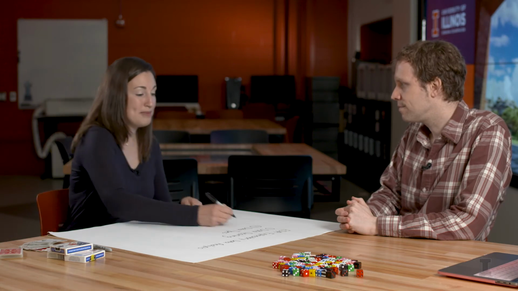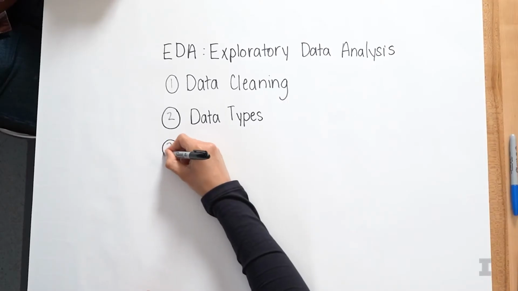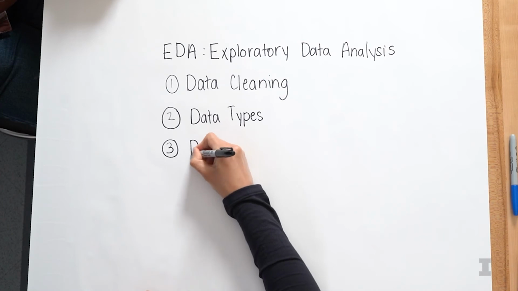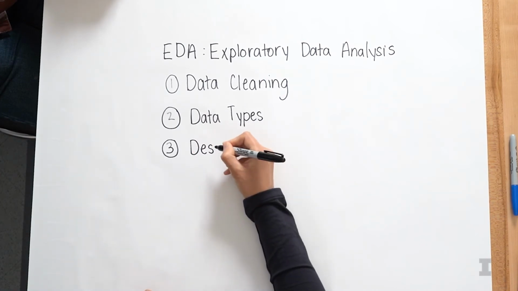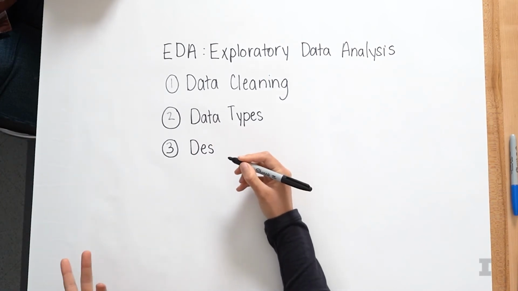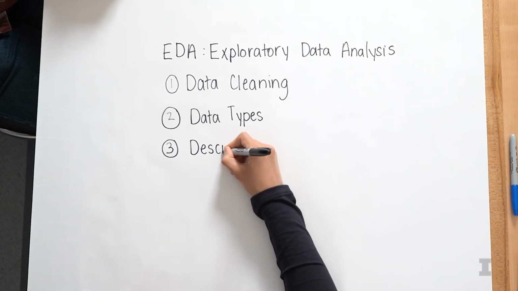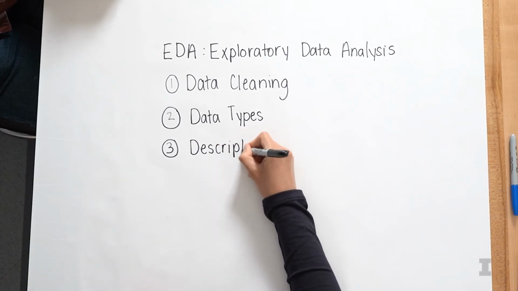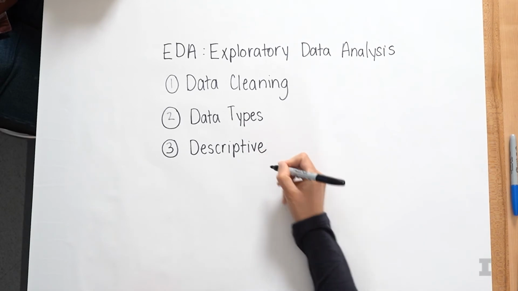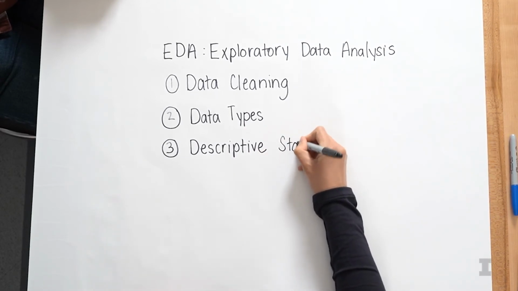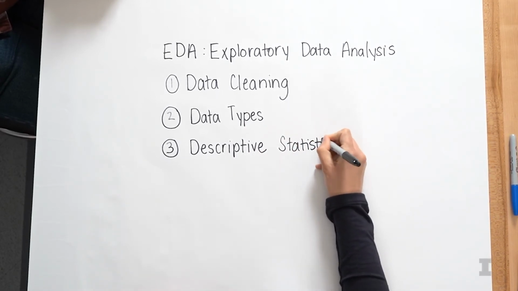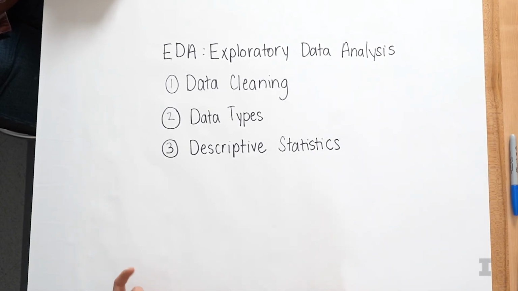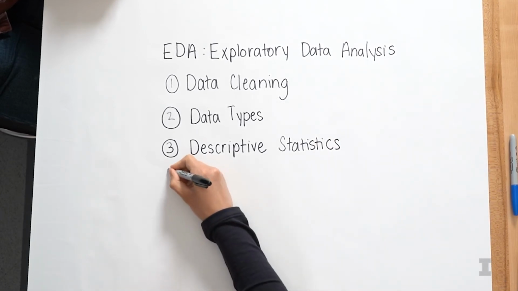Perfect. A couple of other things that usually are involved in data analysis are descriptive statistics. That means finding basic statistics of columns such as the mean, median, mode, and measures of spread like standard deviation. This can give us an idea of what the values are in our data set.